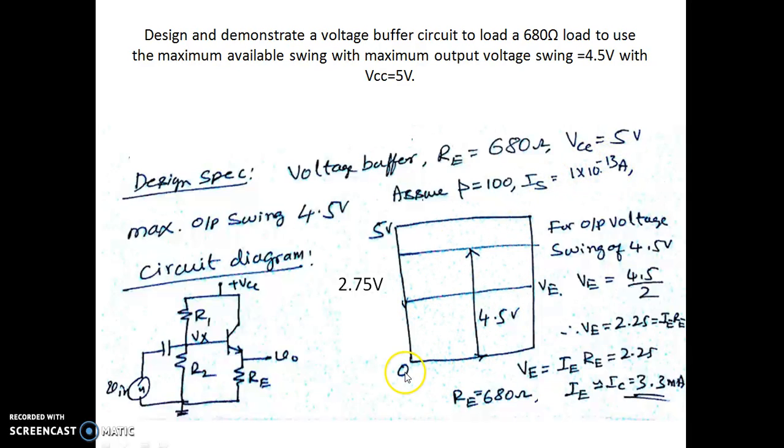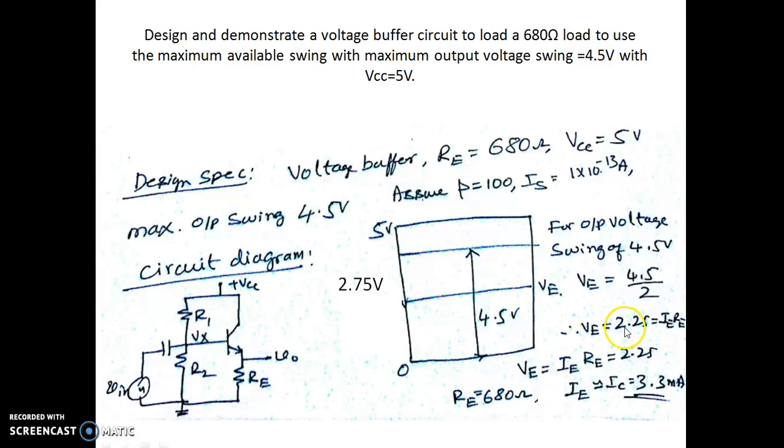So this is what we are looking at, the output swing. This is 0 to VCC. So assuming 0.5 volt to keep this transistor in saturation, out of 0 to 5, we are left with 4.5. The midpoint of this 4.5 happens to be 2.25 from this 0. If you take it from this point, it is 2.75. So at this point it is 2.75. So V is the voltage across the resistor Re, which has to be 2.25. That's what corresponds to this.